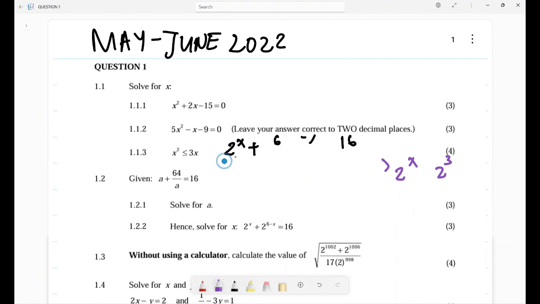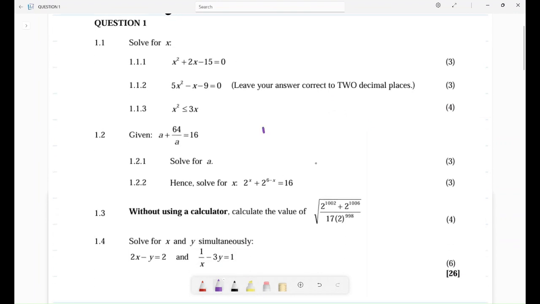1.3 says, without using a calculator, calculate the value of this much. All right? Calculate the value of this without using a calculator. Even if you were to try using a calculator, it will just backfire. So it is going to be the square root of whatever we have here.